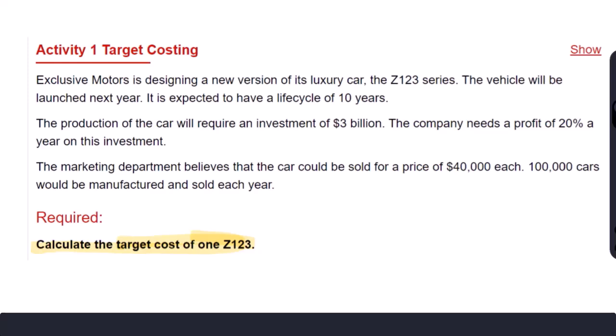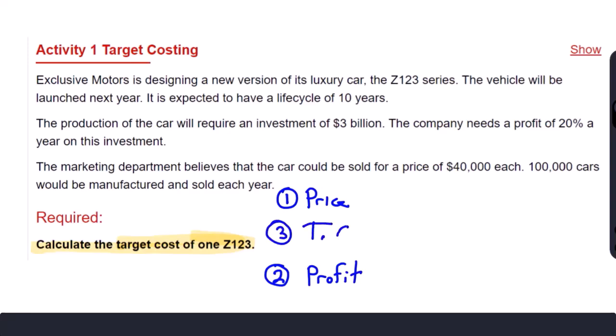And step 1 will be that price. Step 2 will be the profit. And step 3 will be the target cost. I'll abbreviate that TC for target cost. Now that we have a template, we understand the information we've got to find.